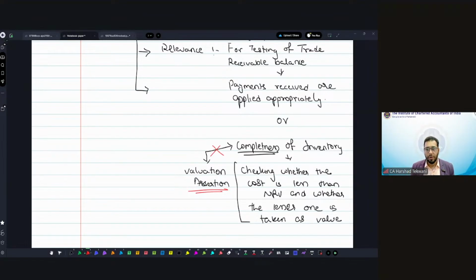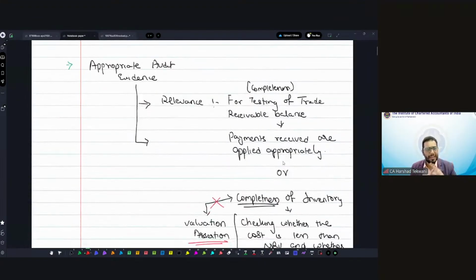In the same way, if I want to test the completeness of trade payables, the first thing I will do is external confirmation rather than payments received, because there could be a scenario where I might have received the payments, or I might not have booked the invoice itself. How can you trace the payment received? Or let's say I have not booked the invoice and the payment is also not received. This will not give me comfort on completeness. Rather, for completeness, I need to perform confirmation.